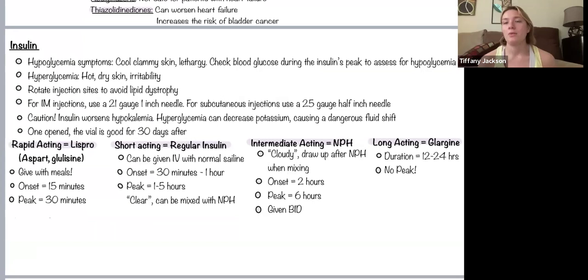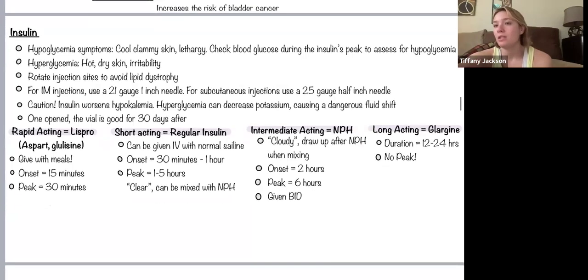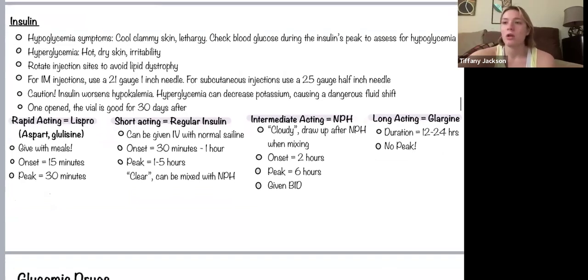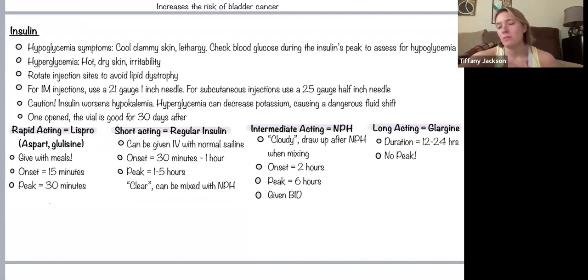When giving insulin, we always have to use an insulin syringe that is measured in units. We're going to rotate injection sites frequently to avoid lipodystrophy. Be careful, insulin can worsen hypokalemia. Hyperglycemia can decrease potassium, so just be aware that insulin has effects on potassium. Whether they are in diabetic ketoacidosis or have really high sugar or low sugar, we're going to want to make sure that we have the patient hooked up to a telemetry monitor just to take a peek at what's going on, and get frequent labs on them.